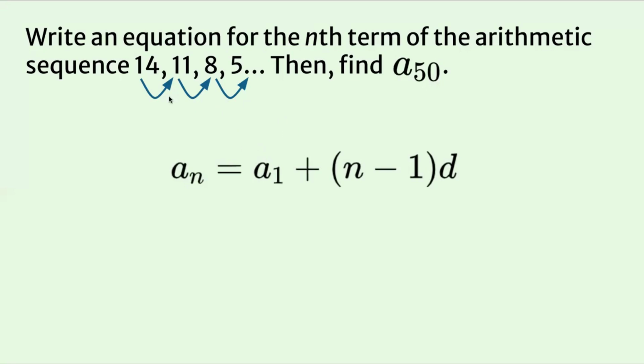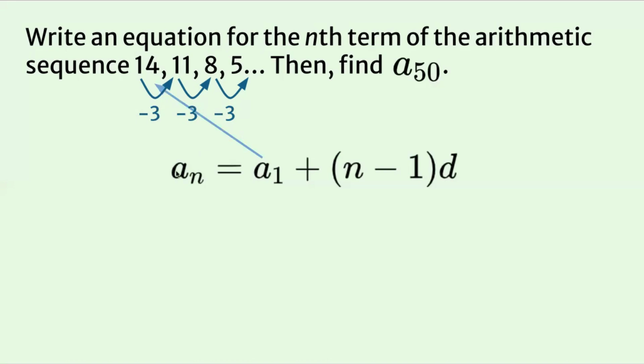So we know that a1 is going to be our first term, 14, and we can actually find our common difference, d, just by looking at our terms here. So from 14 to 11, we're subtracting 3. From 11 to 8, we're subtracting 3. And from 8 to 5, we're subtracting 3 once again. So we know that our common difference is negative 3.